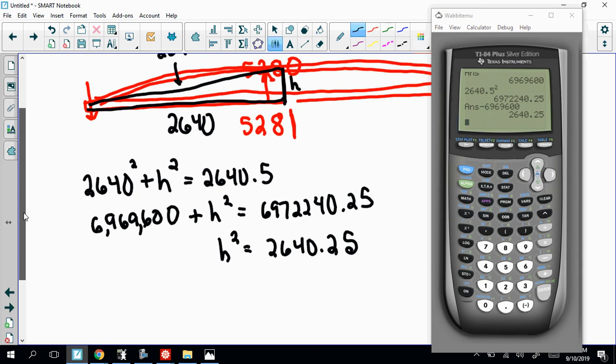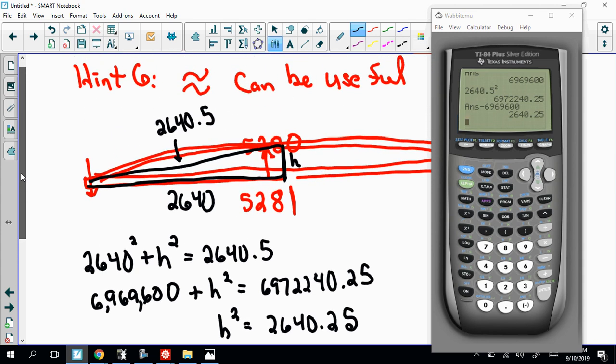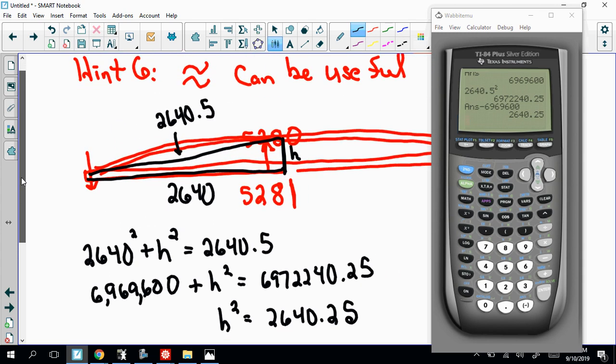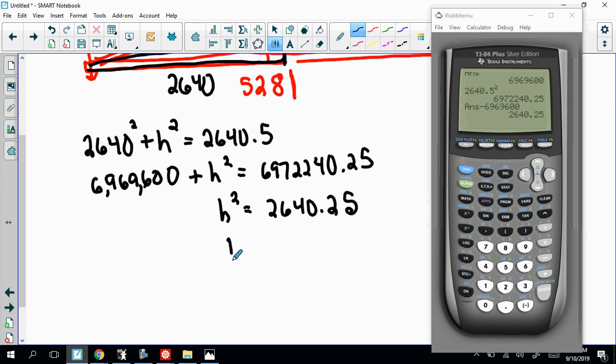Seems like I messed up here. Maybe not. Let me get my answer, and then let's see how unrealistic it is. Square root. 51.38. That's not good. That's not even close.